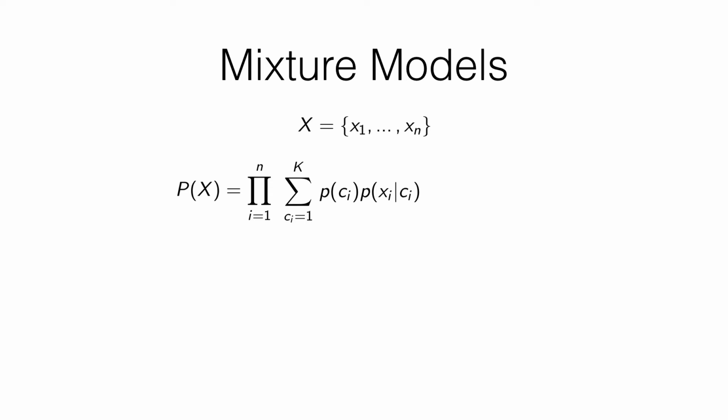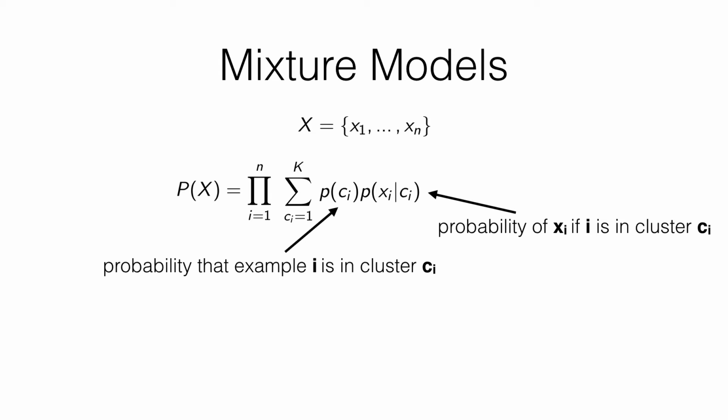There are 2 pieces to this probability, or this expectation. The rightmost piece is the probability of xi, the observations of the ith example, if i is in cluster Ci. And then on the left is the probability that example i is in cluster Ci. So when you sum over all the possible cluster assignments, we get the expected probability of xi coming from any cluster. So this probability distribution, this mixture model distribution, should suggest a generative process.